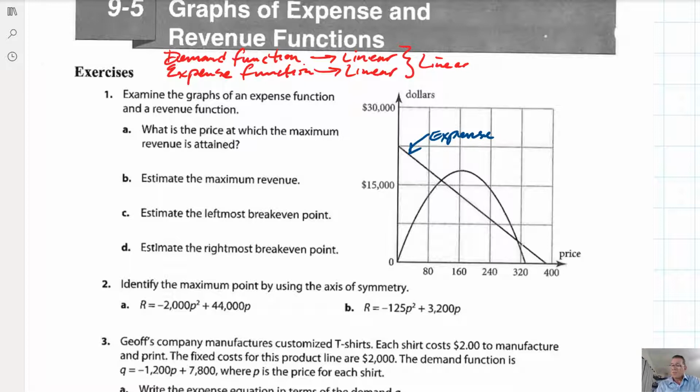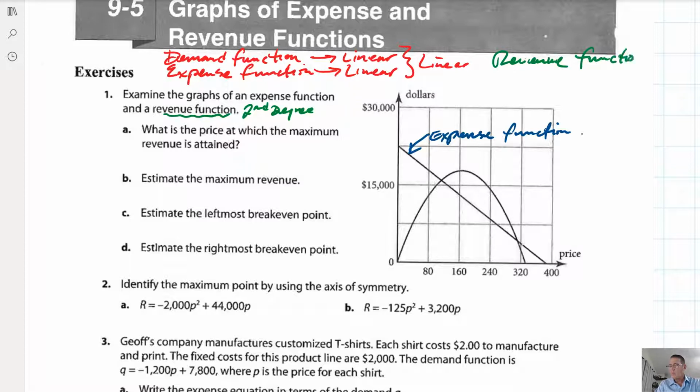So the expense function here is the linear function, and this quadratic function, which we call a parabola in mathematics, is called the revenue function. It's second degree, or quadratic. So this revenue function is second degree, and we call those quadratic functions. So let me put it over here: the revenue function.